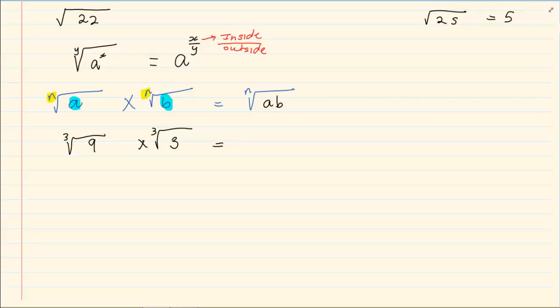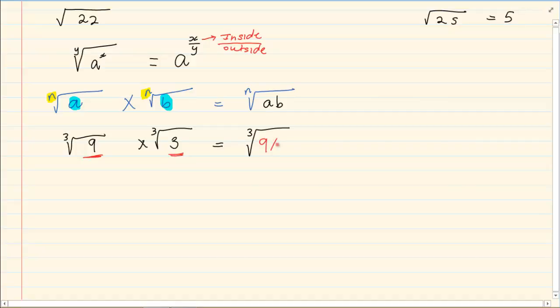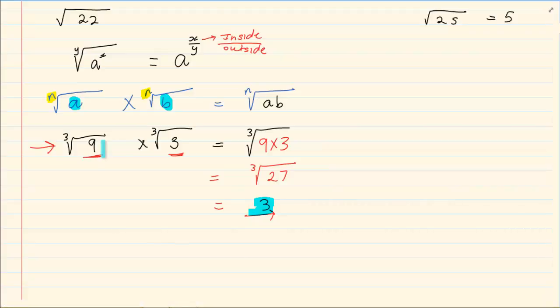Now let us apply the rule. Because they are both cube roots, we know that this is also going to be a cube root. What we're going to say is 9 times 3. 9 times 3 is 27. Now the cube root of 27 is 3. You could use a calculator and give me the answer 3. But in the exam, they would say, solve the following without the use of a calculator. Now when you start using a calculator, they immediately see that you have used a calculator because you skip all these steps.